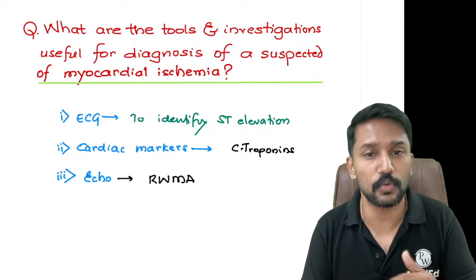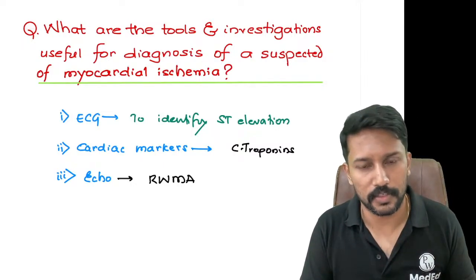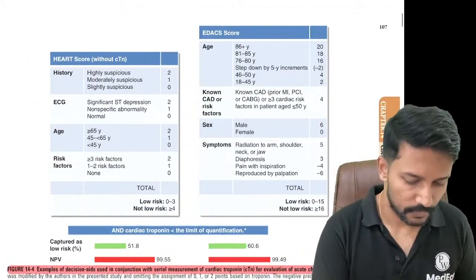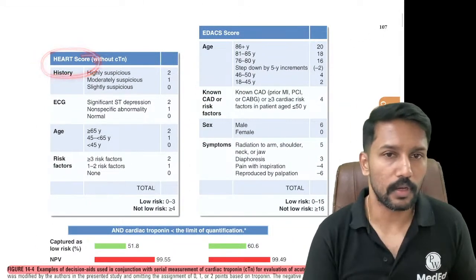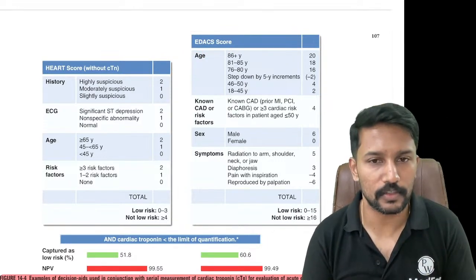So there are scores to guide us whether this is likely to be a cardiac chest pain or the non-cardiac chest pain. What are those scores called? There are two important scores for us to understand. One of them is called the HEART score, and the second one is called the EDAC score. HEART score and EDAC score.